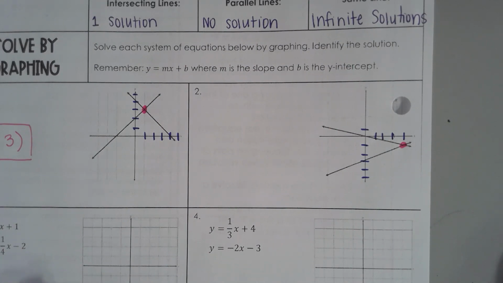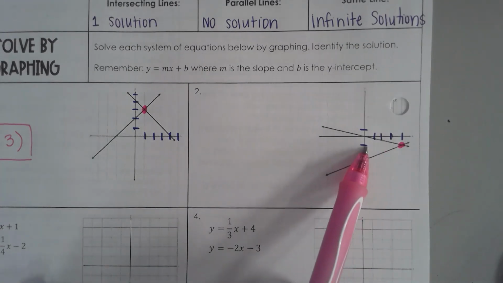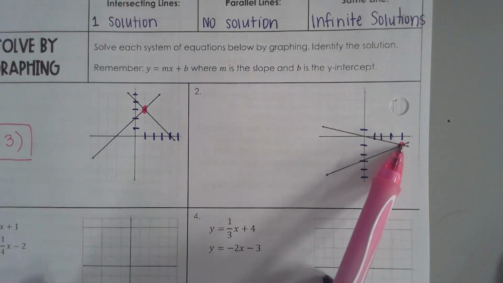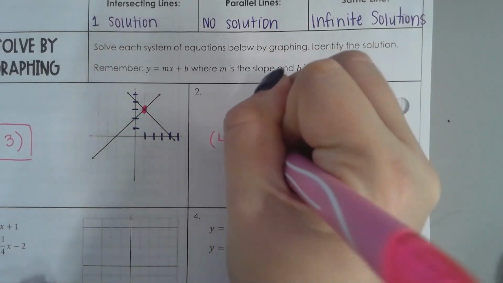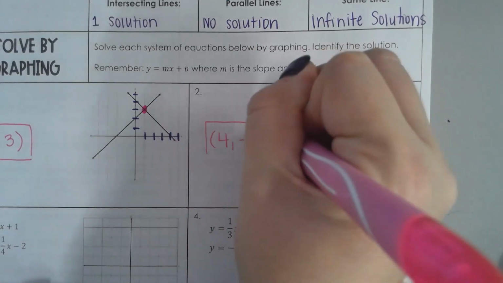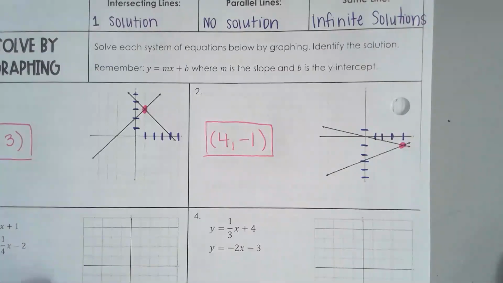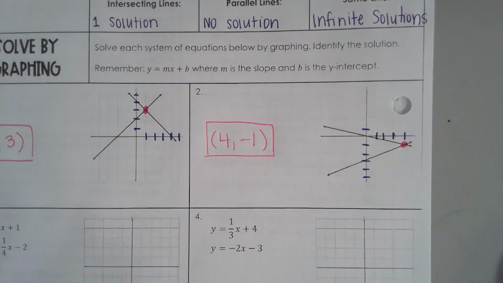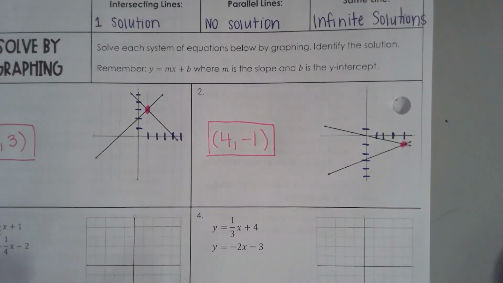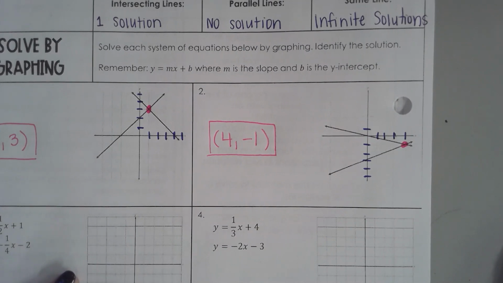1, 4. Negative 1. Well, negative 1 would be my y value. What's my x value? 4. So it would be 4, negative 1. Because the x value is 4. The y value is 1 under the origin, which is why it's negative 1.